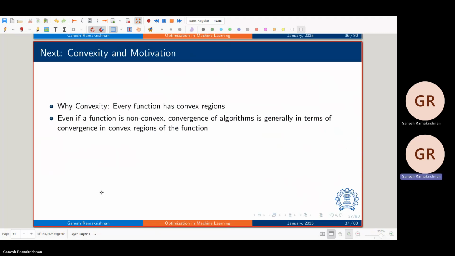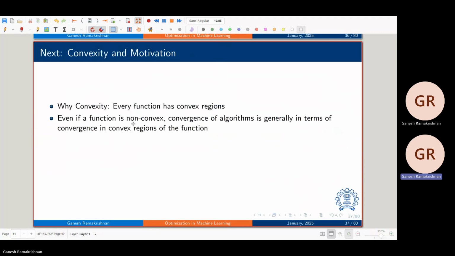But why convexity? As I said, even if a function is non-convex, convergence is typically in terms of the convex regions of the function. But before we talk about convex functions, it's very interesting to look at convex sets. In fact, convex sets are so foundational that there's a very strong connection between the convexity of a set and convexity of a function. You can't even define convex functions on non-convex sets, for reasons that we'll see. But more importantly, there are some very interesting duality properties. The duality properties of convex functions are associated with their sets, called epigraphs.